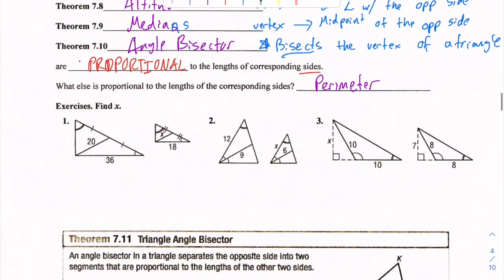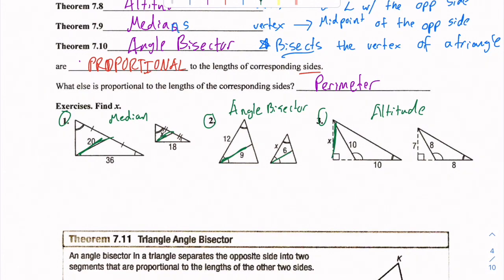Okay, let's do some examples here. First identify these types of lines. So let's identify these real quick. This line here is what we call the median. Yay, good job. This here is what we call the angle bisector. And this here is what we call the altitude. Keep in mind the altitude just goes to the opposite side. Sometimes you might have to extend it with invisible markings, because this is still the designated altitude.